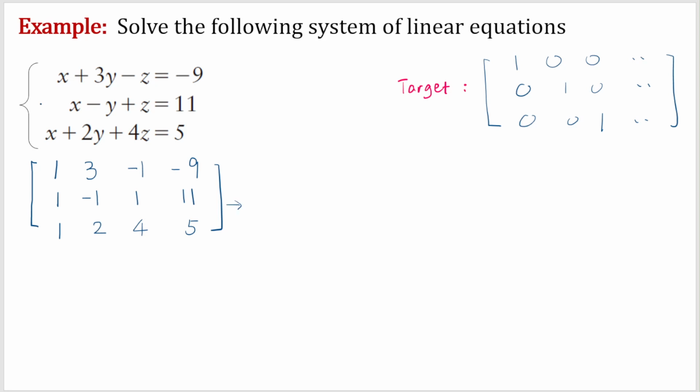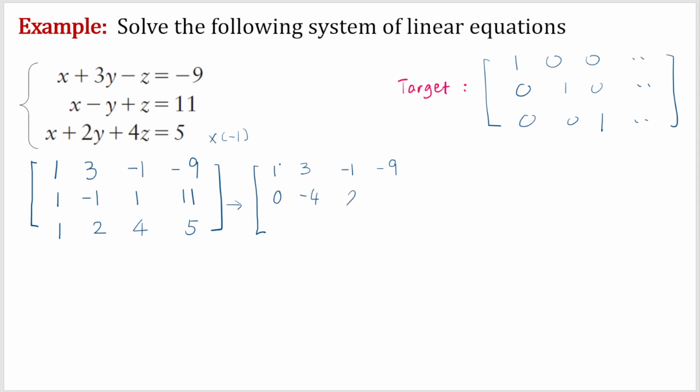And usually we'll cancel these two numbers first. So we can use the first row times -1 and add it to the second row. The first row does not change, which is still 1, 3, -1, -9, right? But the second row, after the transformation, becomes 0 here. 3 times -1 is -3, added to the second row gives you -4 here, right?